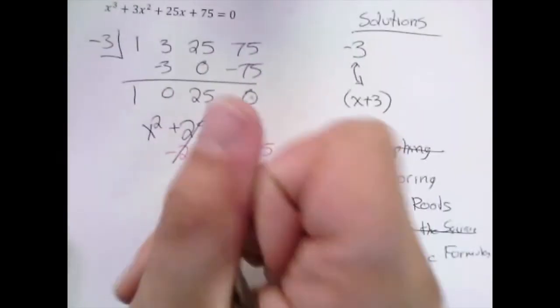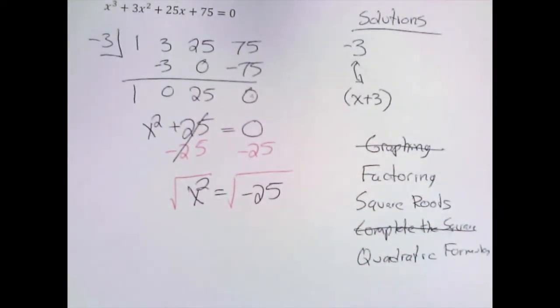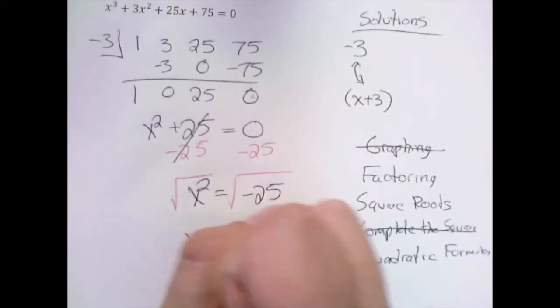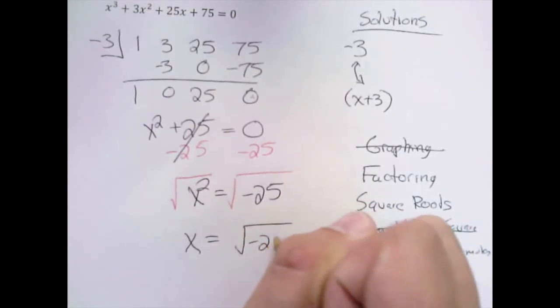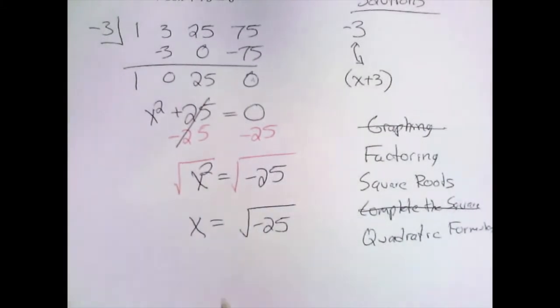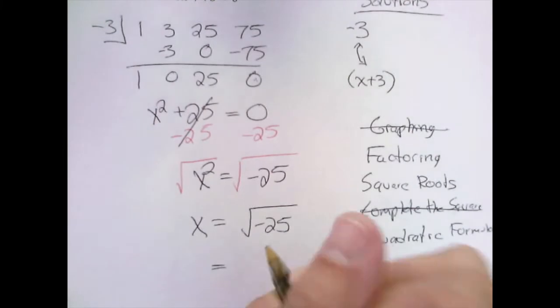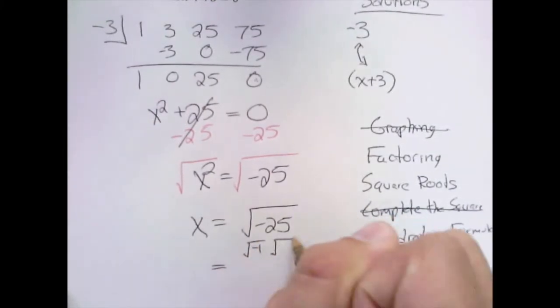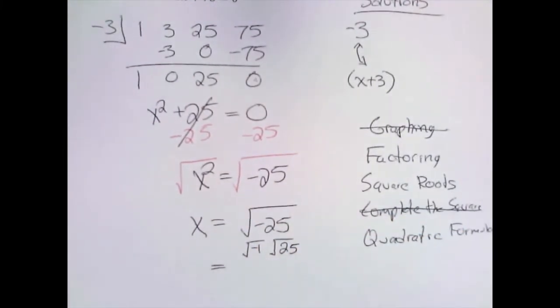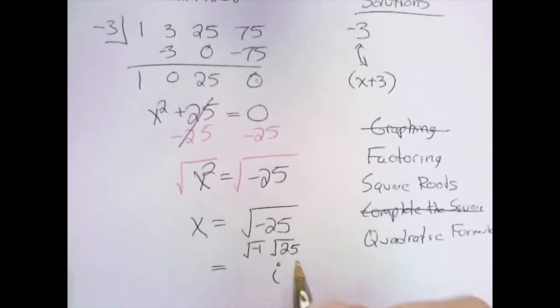Now to get rid of a square, we're going to use square roots, hence solving by square roots. On the left side, we get an x. On the right side, we're dealing with the square root of negative 25. A little callback to a previous section: anytime you're taking a square root of a negative number, you can take the negative away from the number. So we can break that down to a negative 1 and a 25. The square root of negative 1 is i, and the square root of 25 is plus or minus 5.